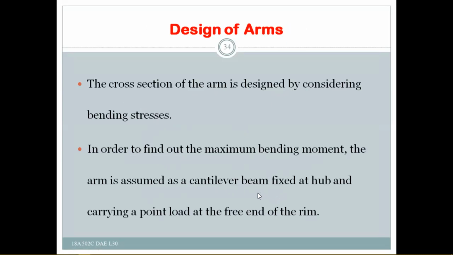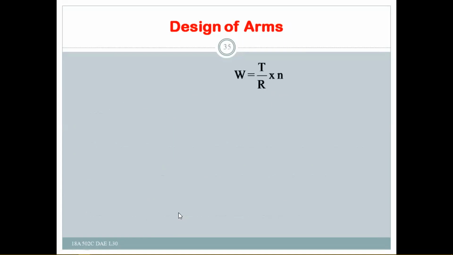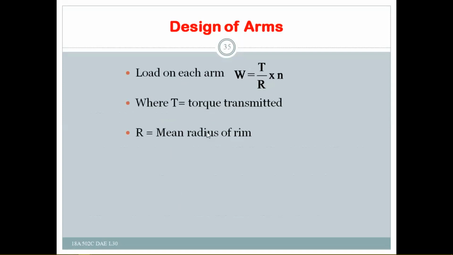The arm is assumed as a cantilever beam fixed at a hub and carrying a point load at its free end. That means at the rim, at the end of the rim. So let us see the load on each arm. Load on each arm W is equal to T by R into N, where T is the torque transmitted, R is the mean radius of the rim, and N is the number of arms.